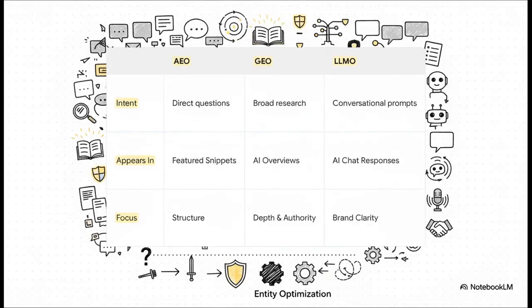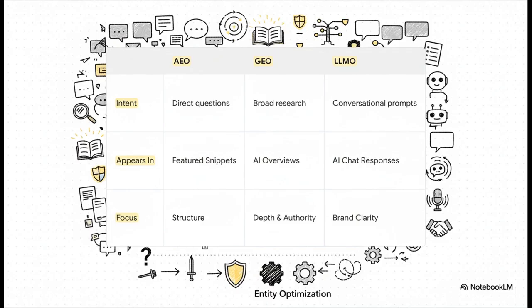So let's put it all together. AEO, it's for direct questions, aiming for those featured snippets, and it's all about structure. GEO, that's for bigger research queries, aiming for AI overviews, and it's all about depth and authority. And LMO, that's for those conversational chats, and it's completely focused on brand clarity and consistency. So, are these 3 different battlegrounds? Do you need 3 separate armies?